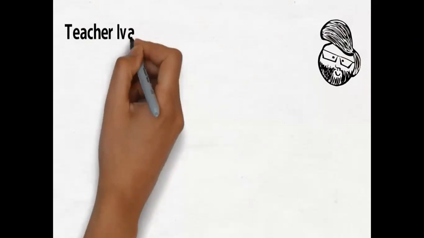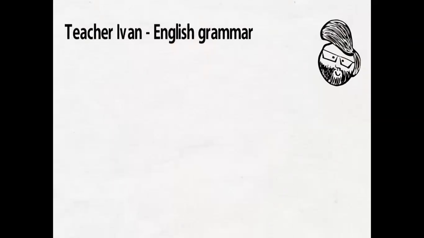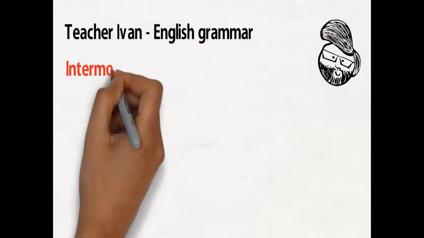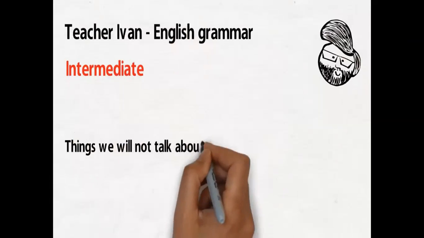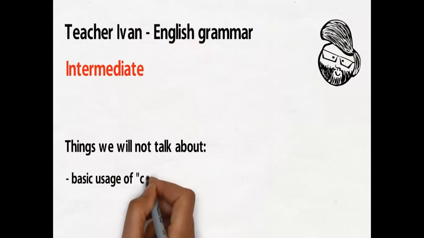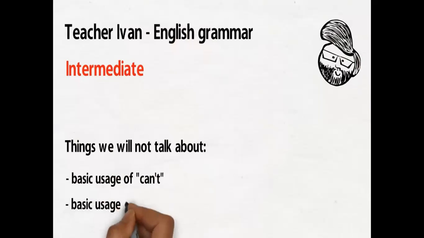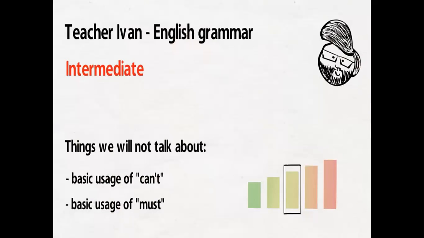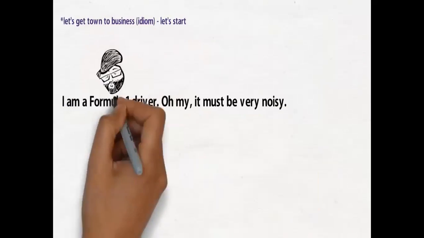Hi everyone, and welcome to Teacher Ivan channel, where we cover English grammar, unit by unit. Now, since this is an intermediate level lesson, we will not talk about how we can use can't for not having permission to do something or must for obligation. It's simply too simple. We are going to dig deeper and show you some more advanced, but still intermediate, ways of using can't and must. We're going to take a look at when we can use which one and how to use them properly in sentences. Okay, now let's get down to business.